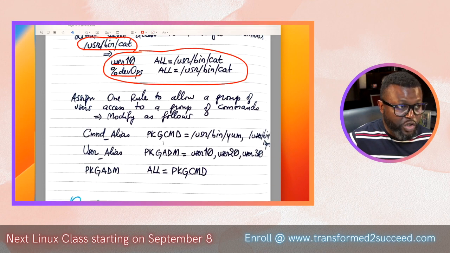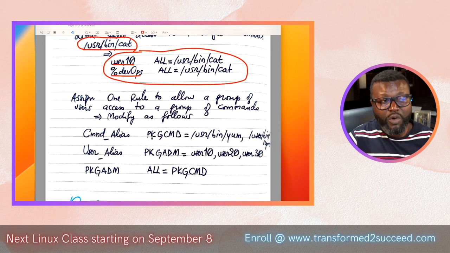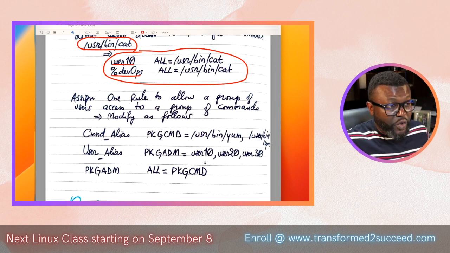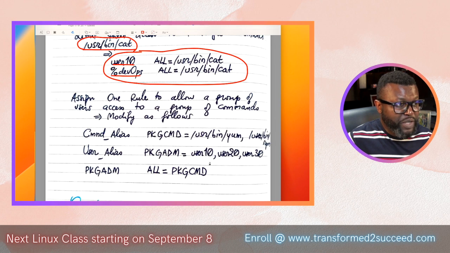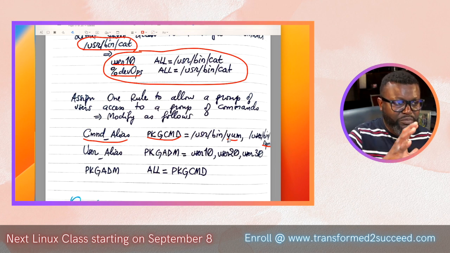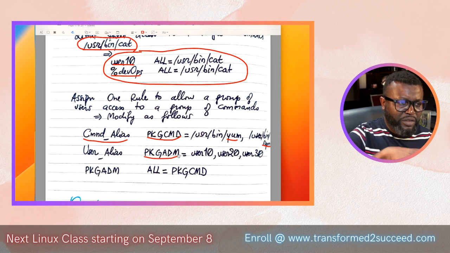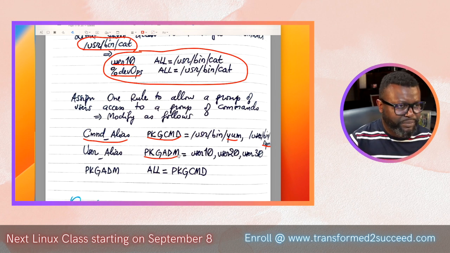And these are the things that you can also do. You can assign one rule to allow a group of users access to a group of commands. Like you can say, okay, we want a group to never download or install anything on this system. So you first create an alias, and this is the package command that you want to restrict them from using. And this is the list of aliases, so you're setting variables here. So you make sure that these are the group of users that cannot perform these actions here. They cannot install anything.